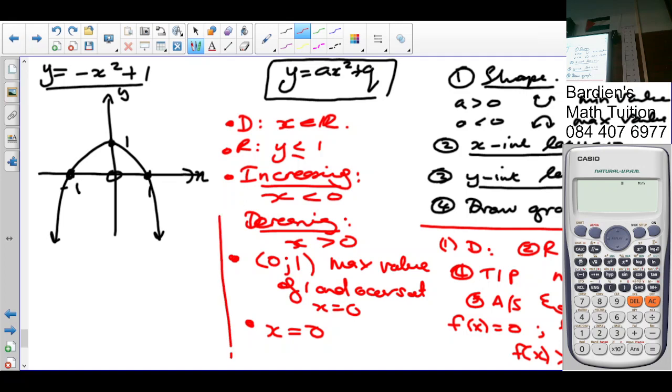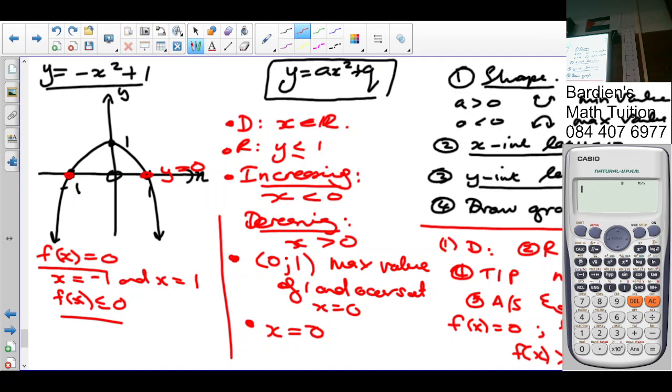f of x greater than or less than. So where is f of x equal to 0? This is the y equal to 0 line. It's equal to 0 at negative 1 and 1. f of x is less than or equal to 0. So we're going to see where the graph is below or above the line. If it says less than, it must be below. So it's this part of the graph. Is it continuous or a broken solution? Is it together or apart? Apart. So your inequality, when you represent it, will be apart.